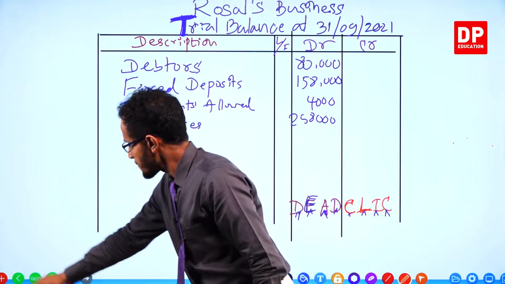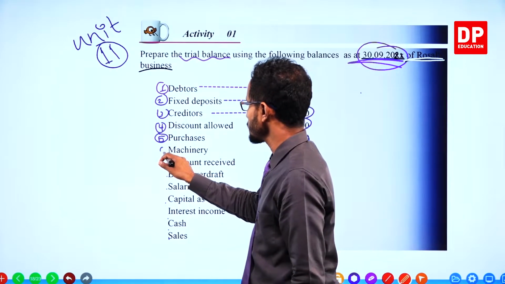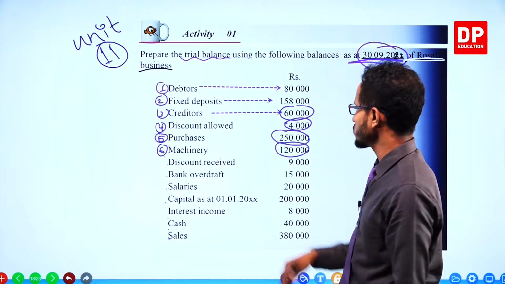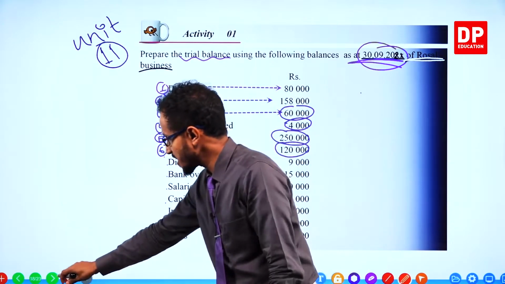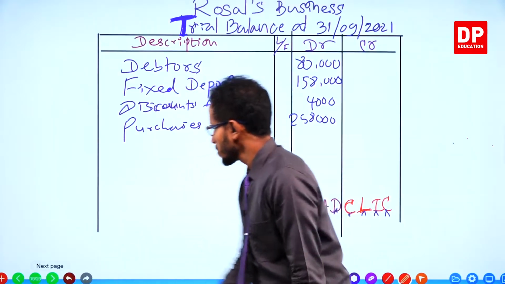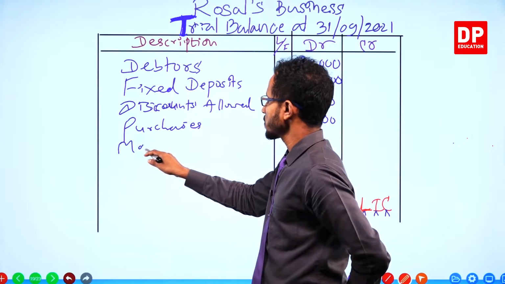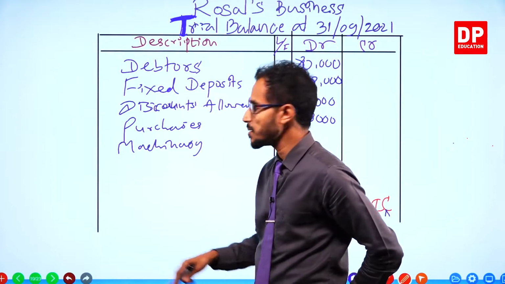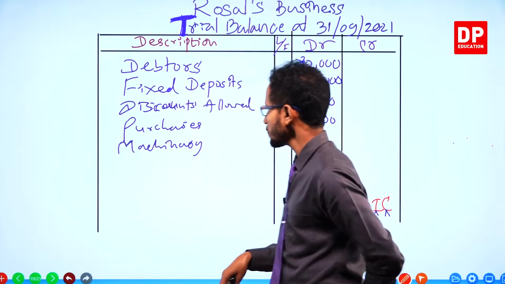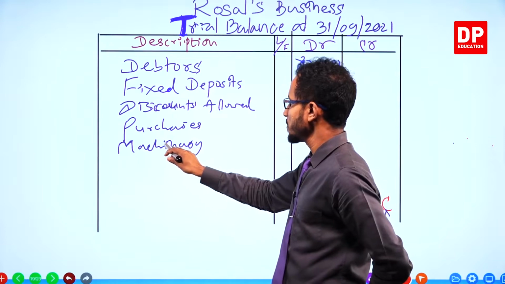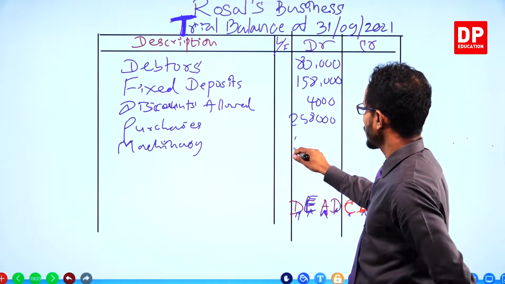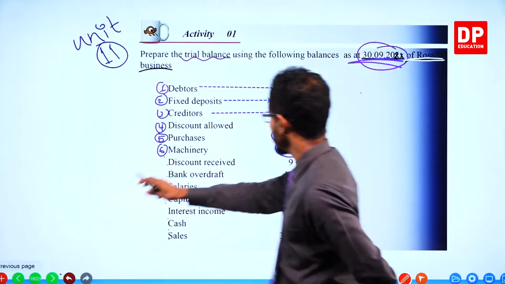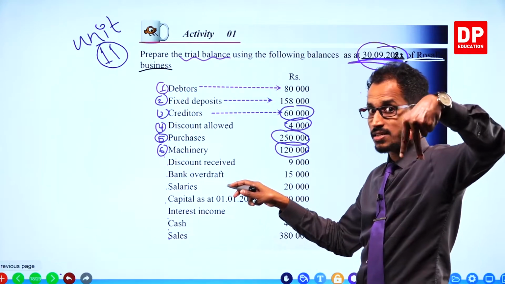Next, sixth item, machinery, 120,000. Machinery, of course, it is an asset. So even before we write machinery, you know that machinery should be debited, 120,000, because it is an asset.